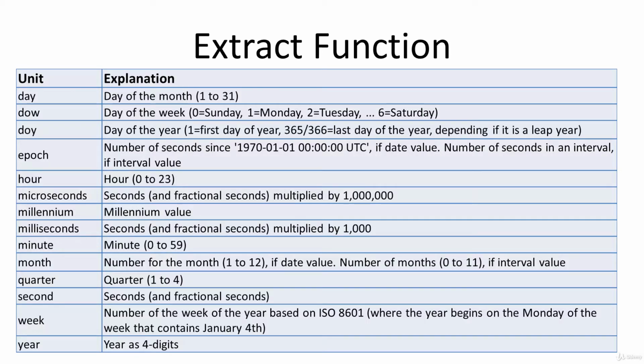So here's a giant table of all the different types of units you can extract from a timestamp object. For example, you can extract day from that timestamp and it will return the day of the month. You can also do day of the week, day of the year, millenniums, milliseconds, centuries, etc. There's a lot of different types of things you can extract from a timestamp object.